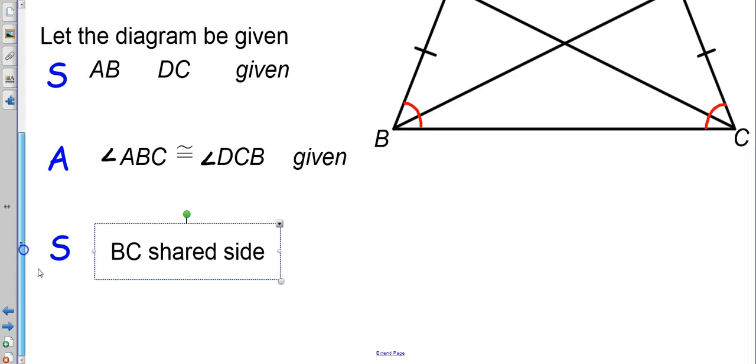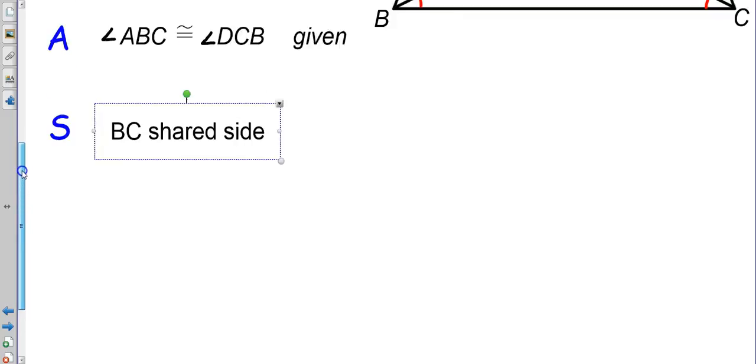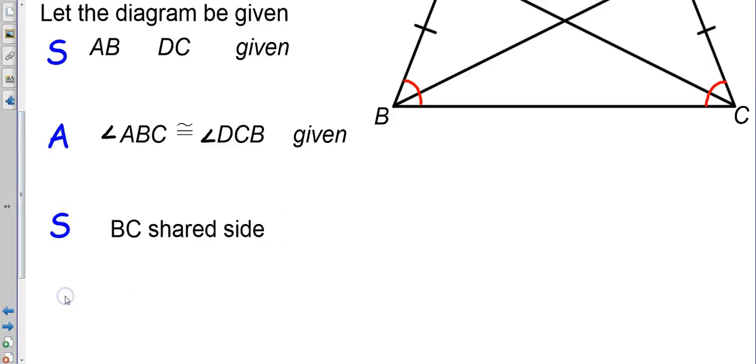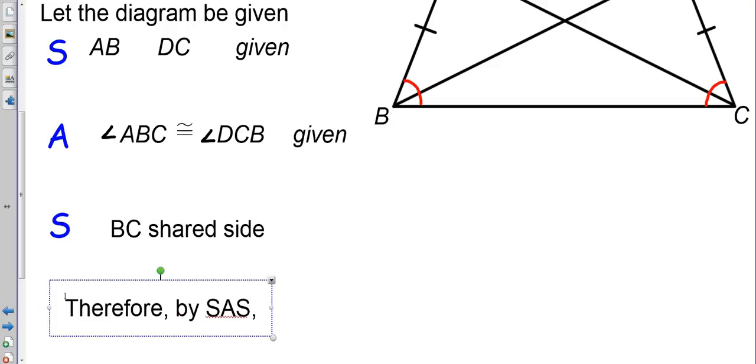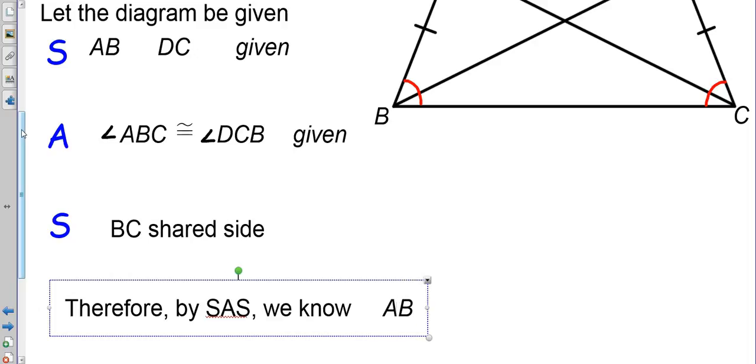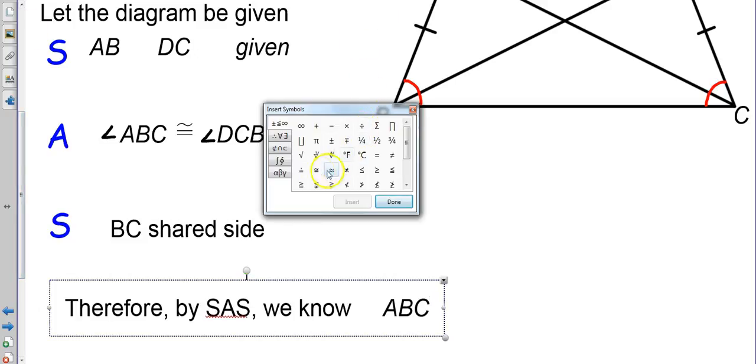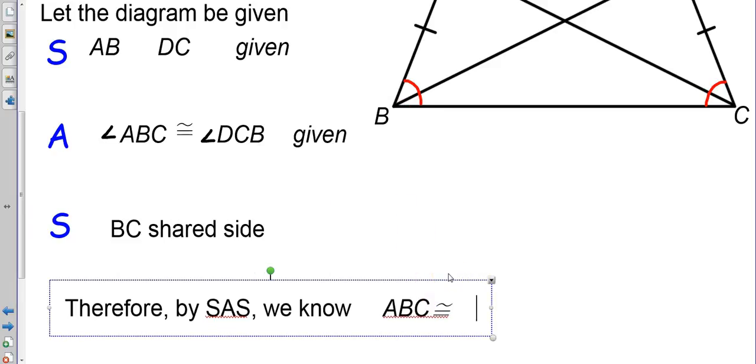So now we've gone through that proof. We've gone through and we've said, hey, I've proven that these two triangles are congruent. We need a therefore statement. So therefore, by the SAS shortcut, we know that triangle ABC is congruent to my congruent sign here, triangle DBC. Nope. DCB.